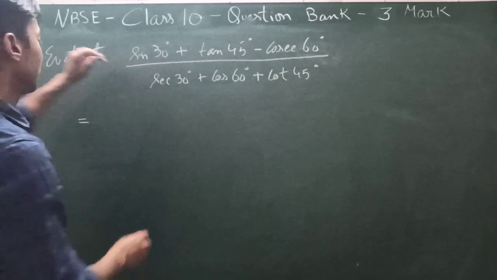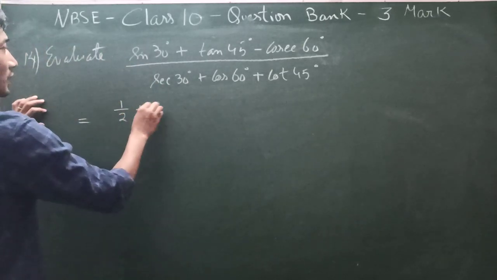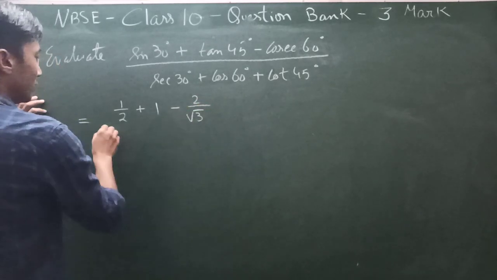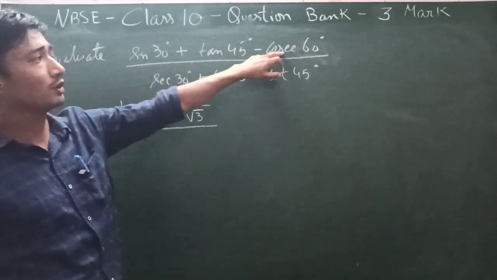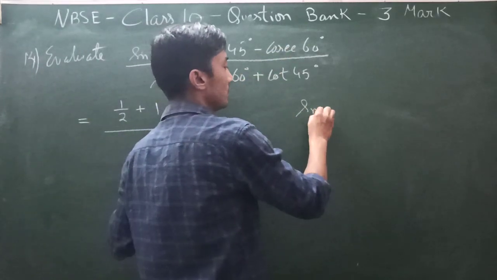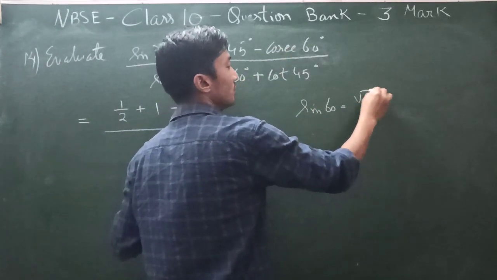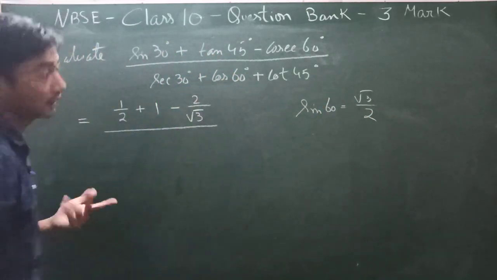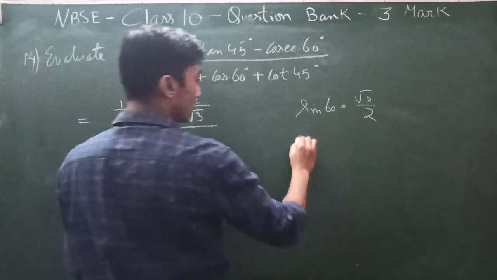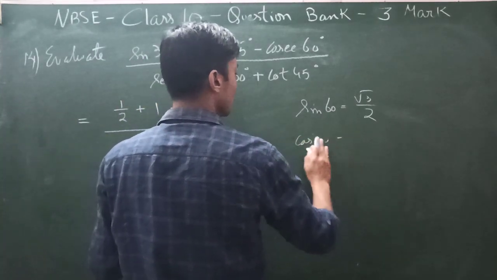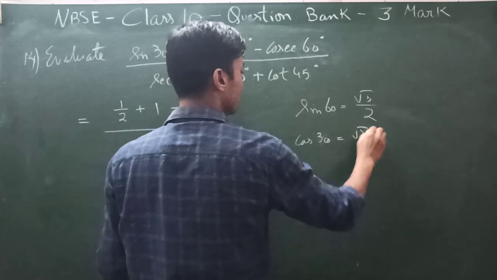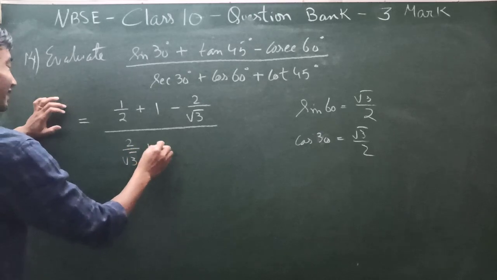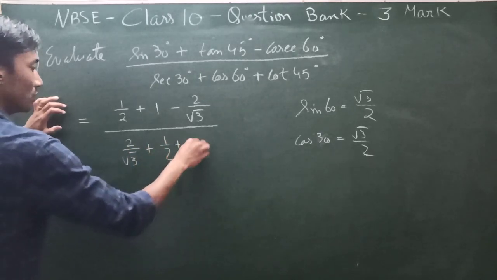So let's begin. Sine 30, 1 by 2, tan 45, 1, cosec 60, 2 by root 3. If you forget the value for cosec 60, you can always remember the value for sine 60. What was sine 60? Root 3 by 2. So cosec 60 will be just the reciprocal of sine 60. Sec 30 also, if you find it difficult, cos 30 is also root 3 by 2, so sec 30 will be the reciprocal, 2 by root 3. Cos 60, 1 by 2, plus cot 45, 1.